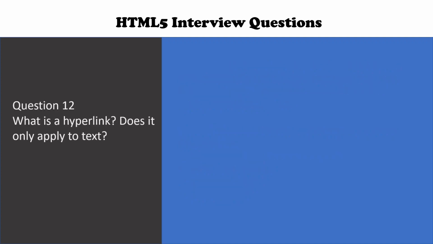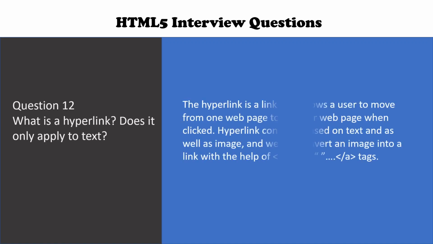Our next question is, what is a hyperlink? Does it only apply to text? A hyperlink is a link that allows a user to move from one web page to another web page when clicked. The hyperlink concept is used on text as well as on images, and we can convert an image into a link with the help of the anchor tag. Href is equal to the link which we want to specify, and then close the anchor tag.